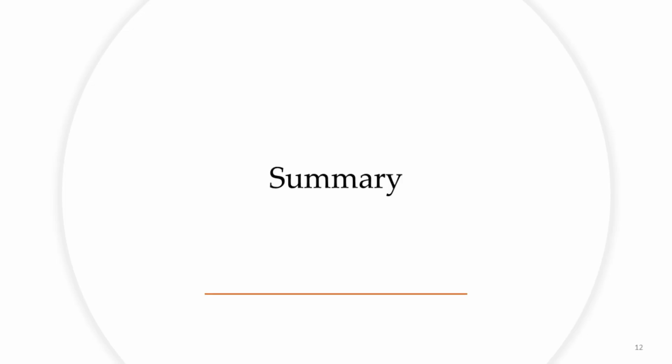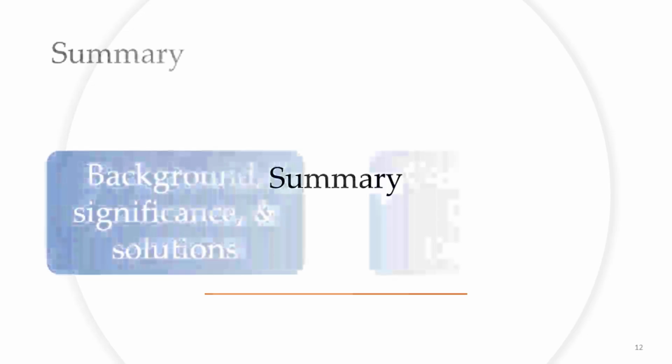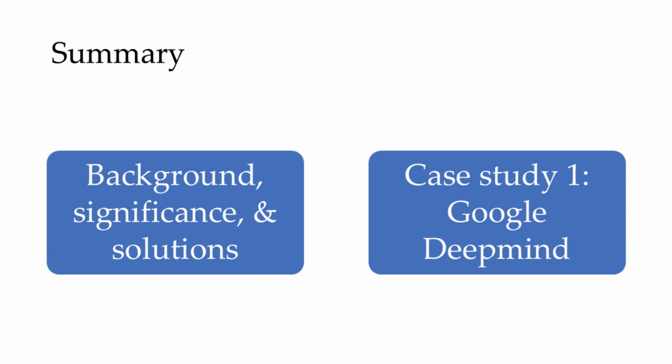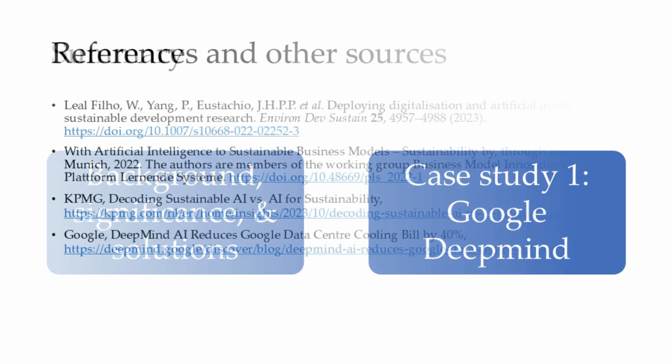So in summary, we've just looked at the significance, the solutions, and the background for research and other key parts of how AI and digital technologies can be used to achieve sustainability. And then we looked at the case study of how Google DeepMind have used AI, machine learning to be specific, to reduce their energy bill, the energy content associated with it.